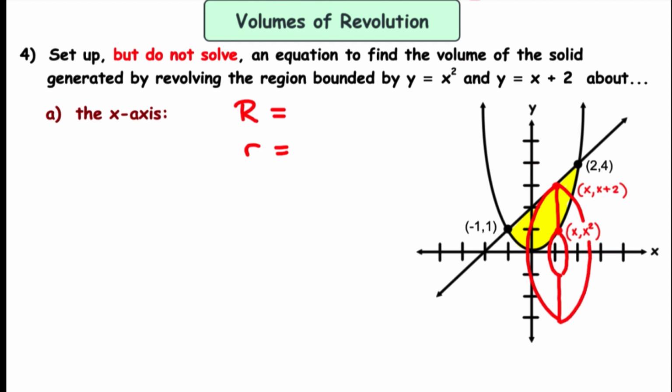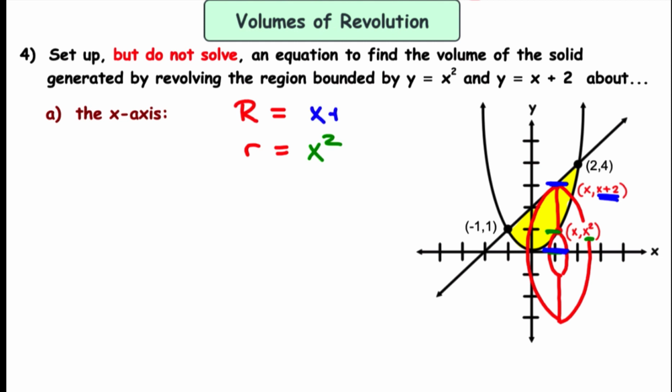The inner radius, or the radius of the hole, if you will, is just this distance between those two green marks. That's going to just be x squared minus 0, which is x squared. The outer radius is the distance from here down to the axis, and that's going to be the x plus 2.